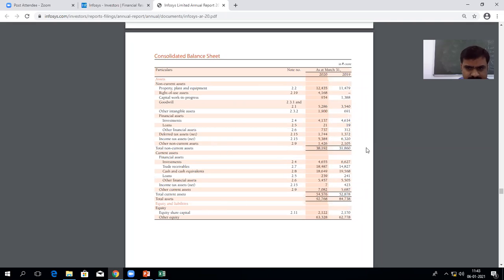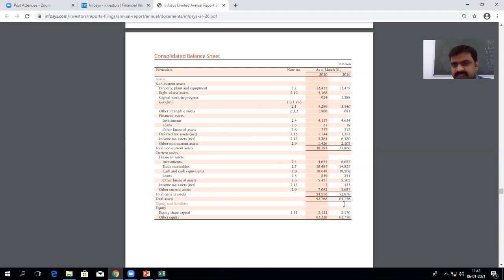That's the non-current asset, the fixed asset. And then you can see total current assets. It was 52,000 earlier, now it is 54,000. Again, increase or decrease? Increase. Current assets again increased, around 1,000 plus.